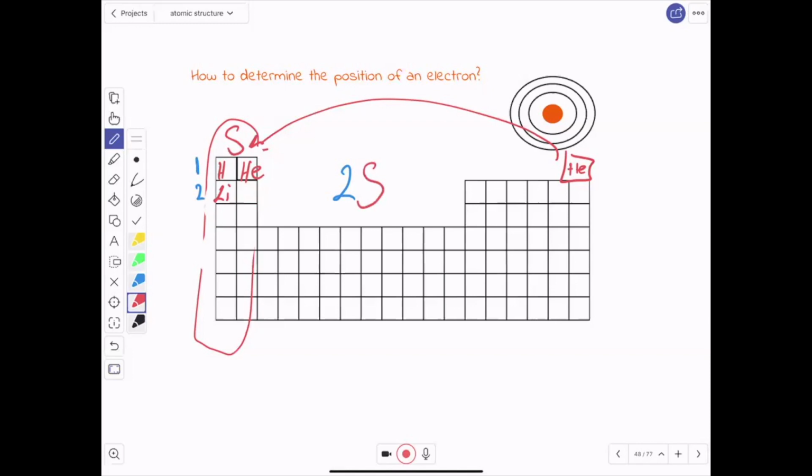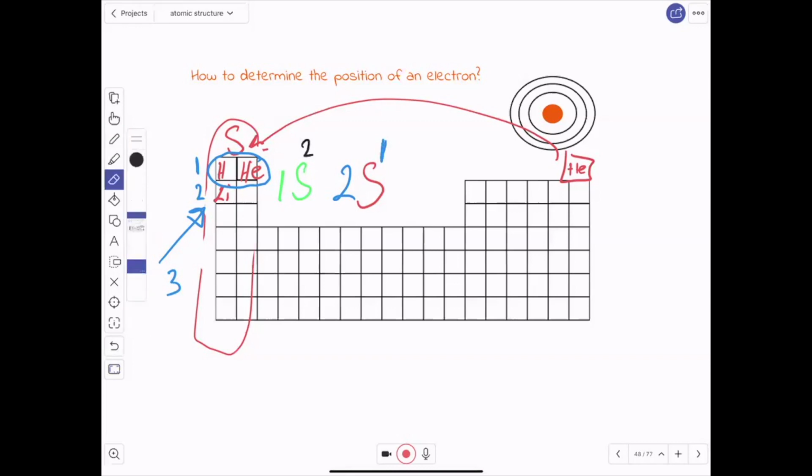How many electrons does lithium have? Lithium has 3 electrons, right? 2 electrons are already covered in its first shell. So the first shell of lithium is 1S, right? How many electrons do I have in the first shell? It's 2. The second shell of lithium has only 1 electron. So I'll do this one more time.